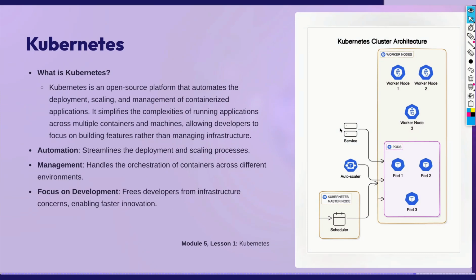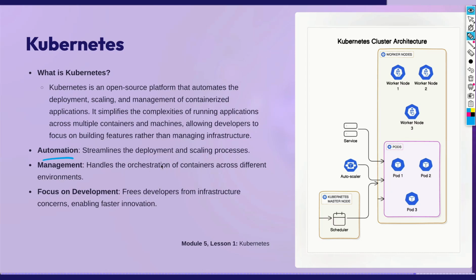So Kubernetes is an open source platform that automates the deployment, scaling, and management of containerized applications. So it simplifies the complexities of running applications across multiple containers and machines. This really allows developers to focus on building features rather than managing the entire infrastructure. So you can focus more on your application build and then later use Kubernetes to worry about the deployment and management of that infrastructure.